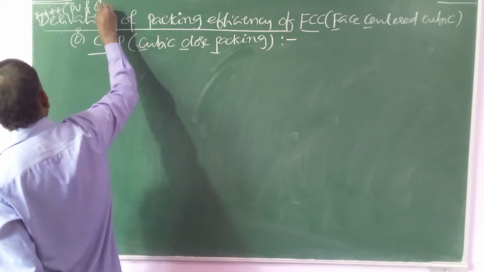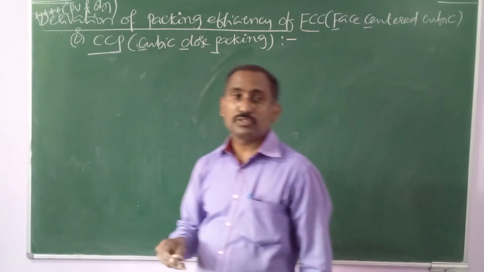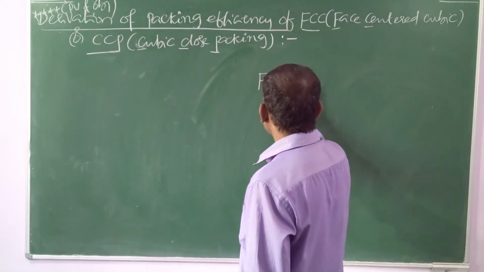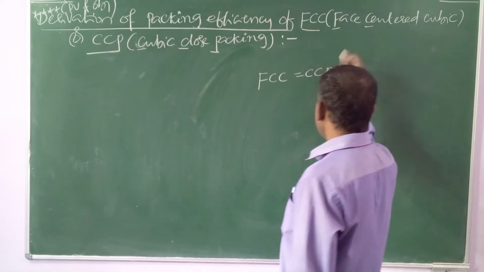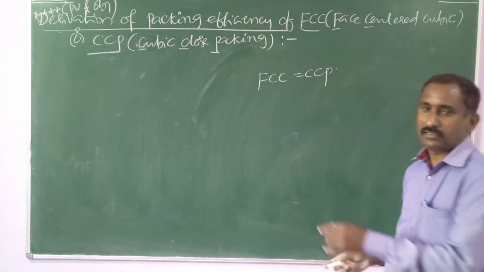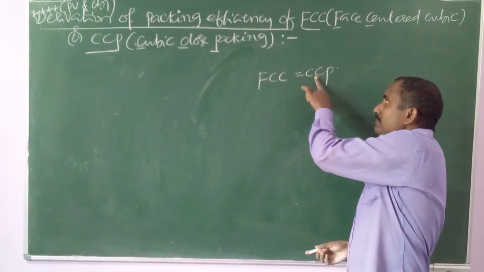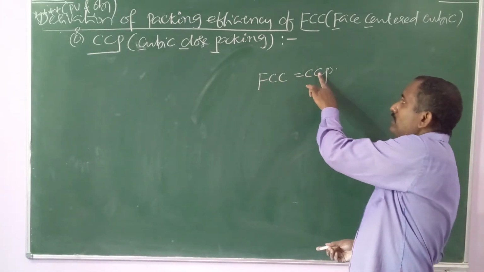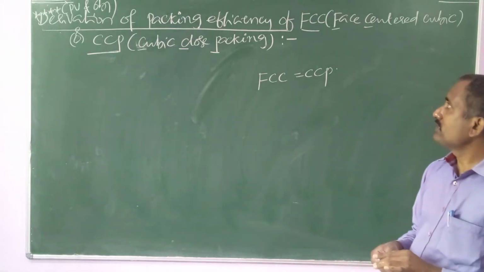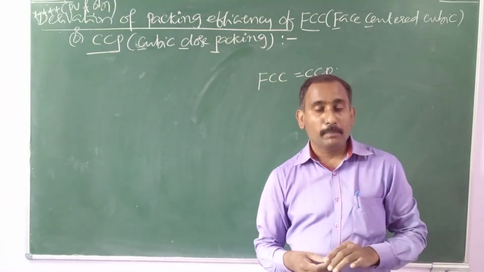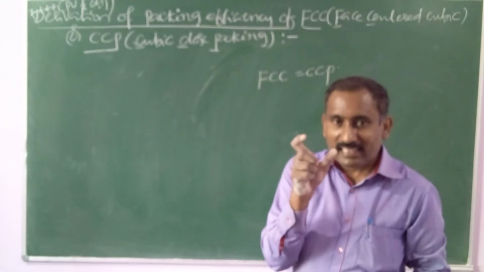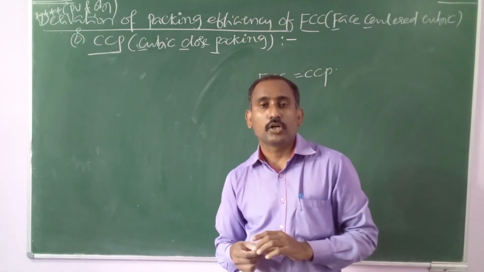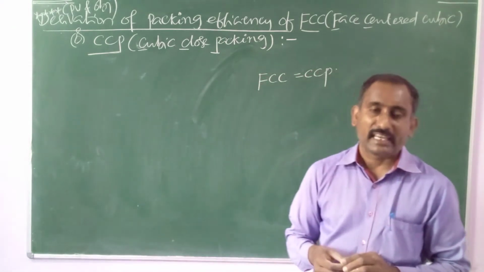Based on the derivation, some formulas will come that we are using in objective exam. First of all, you should remember that fundamental point, FCC and CCP both are same. In last class also we studied FCC, another name CCP. Face centered cubic, nothing but cubic close packing. Now for this FCC, we have to calculate packing efficiency. That means in the FCC lattice, how much percentage of space is filled by the constituent particles we have to calculate.